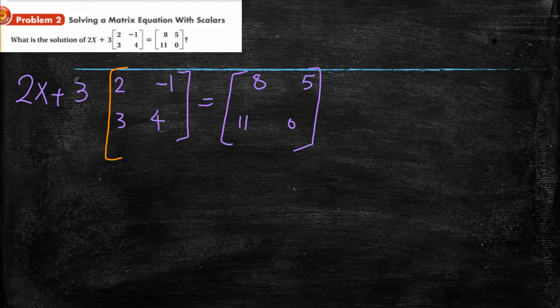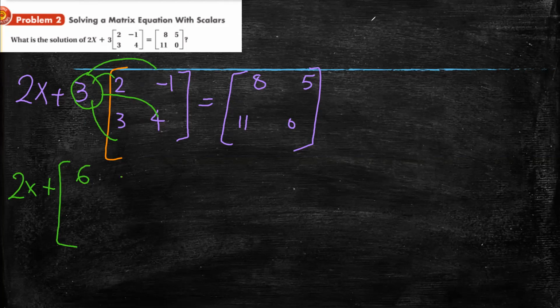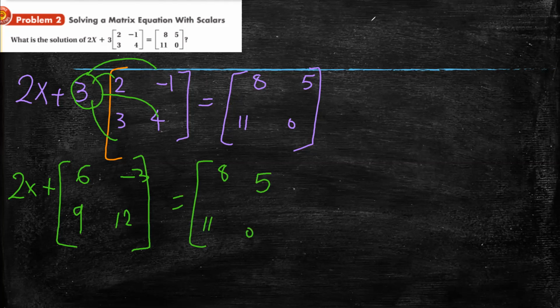So let's multiply 3 by each element here. It will be 2x plus: 3 times 2 is 6, 3 times -1 is -3, 3 times 3 is 9, and 3 times 4 is 12. This is my new matrix, equal to 8, 5, 11, 0.